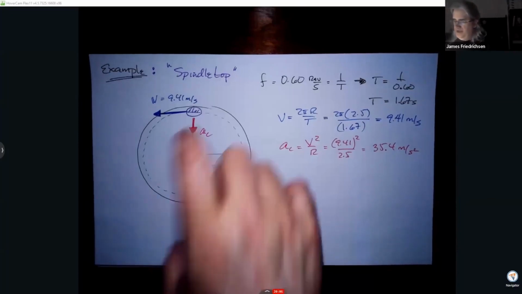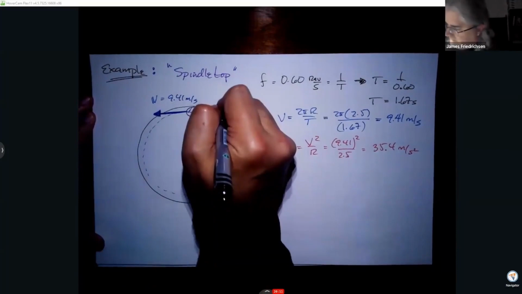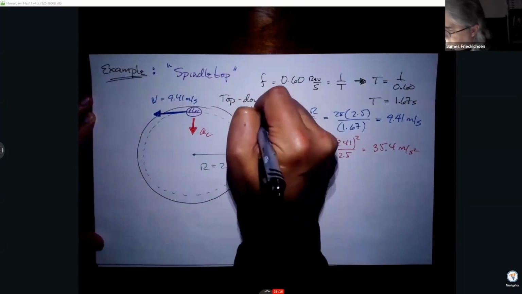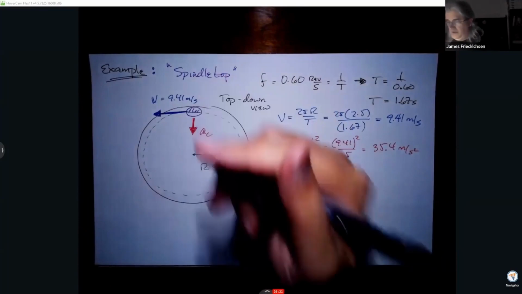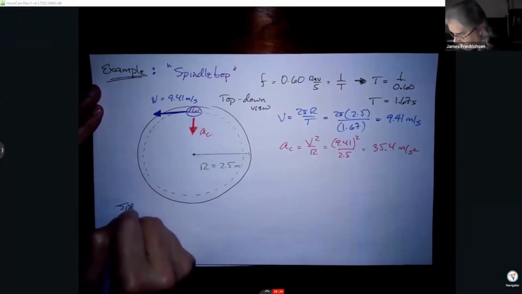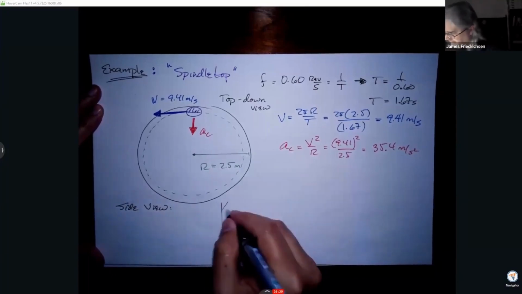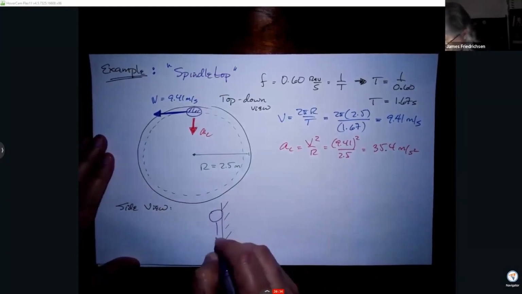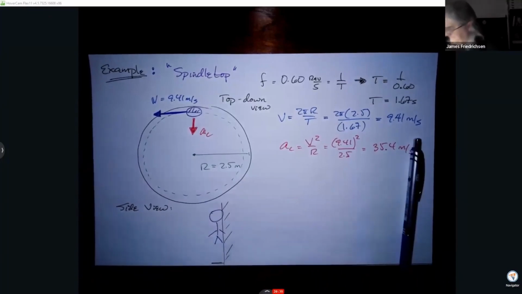So this is kind of a top-down view, a view from above looking down. And then we're going to do a side view. Here's the wall of the ride, and then here's going to be our Emmanuel. And they've already dropped the floor down. This won't really matter, but that's okay.